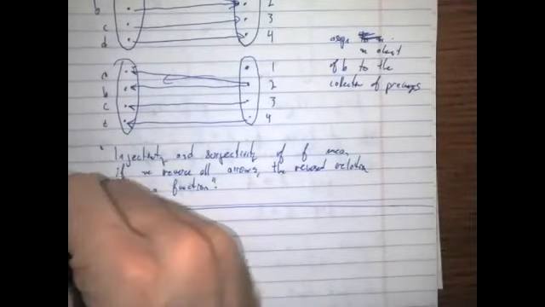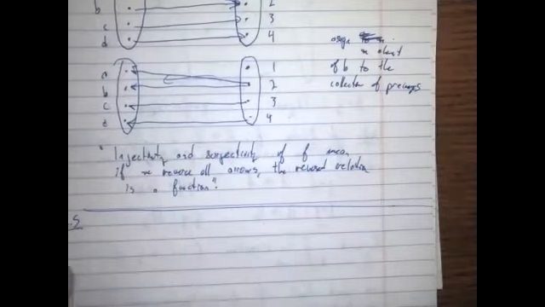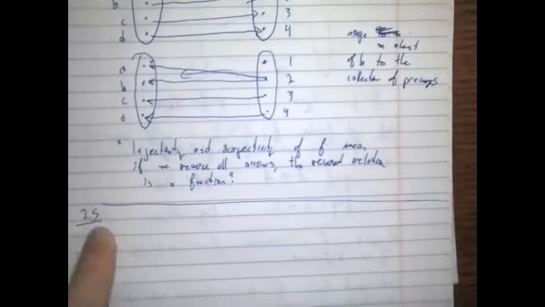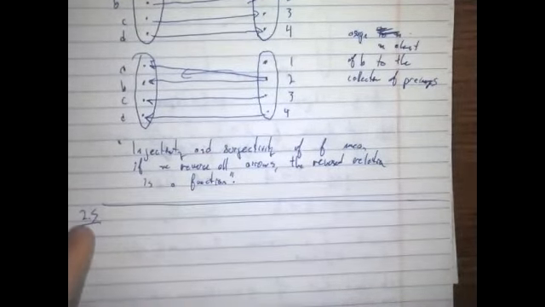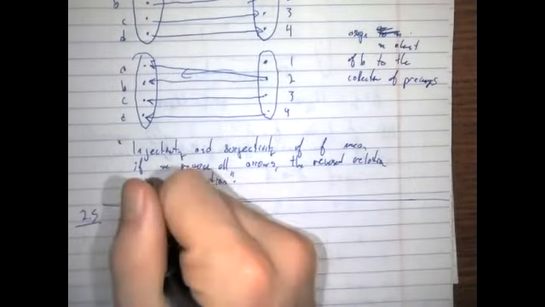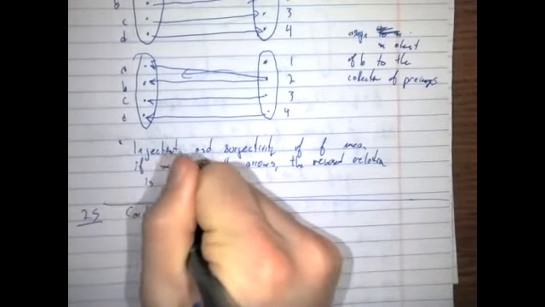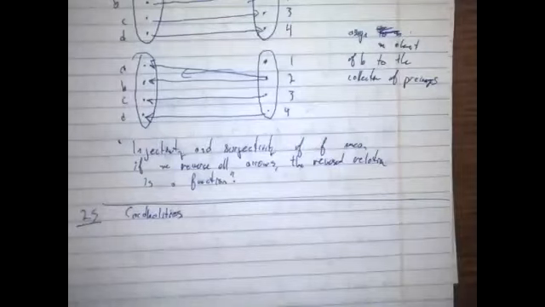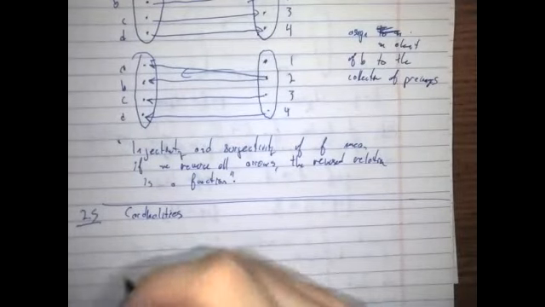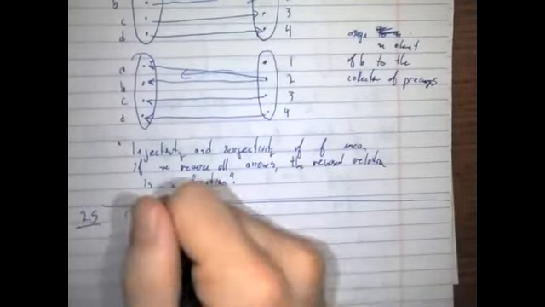So now we get into 2.5, and I know that not everyone has 2.5, so I'll post the pages of 2.5 in the Sakai under resources today after I upload this stuff. Okay, so this deals with cardinalities. So the point is the following.